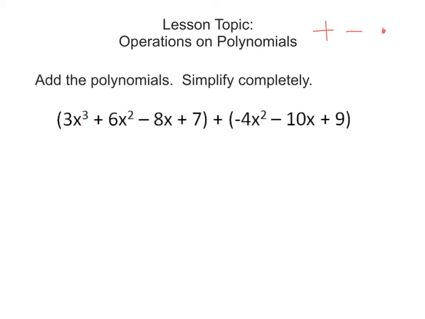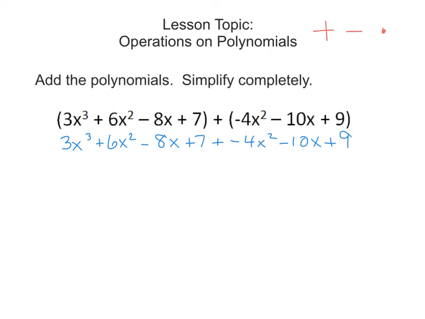So the first thing I'm going to do, and you don't have to do this in your work, but it might prove helpful, is rewrite this without the parentheses. So 3x to the third plus 6x squared minus 8x plus 7 plus, we're going to add all the terms of the next set of parentheses, so plus negative 4x squared minus 10x plus 9.